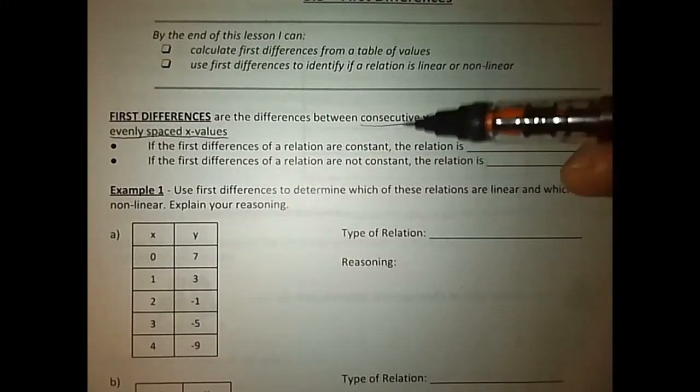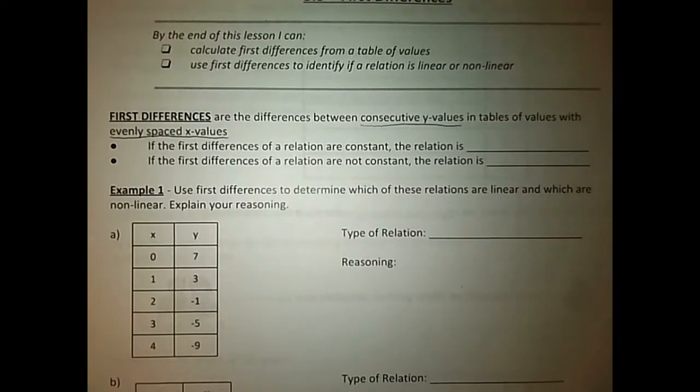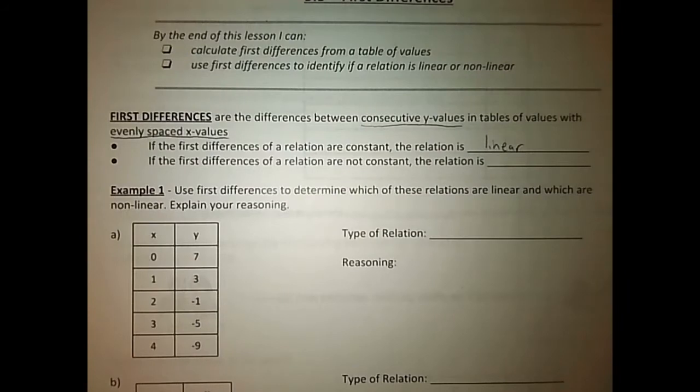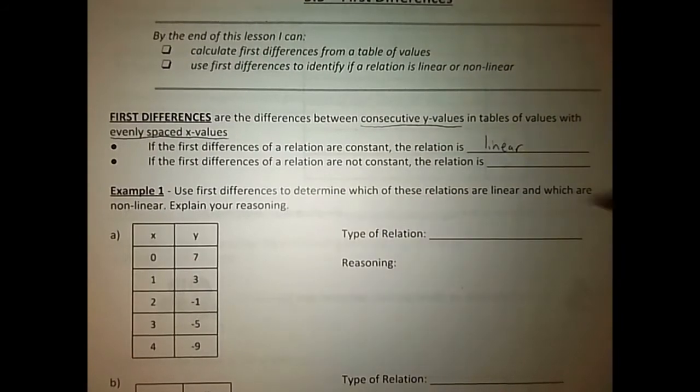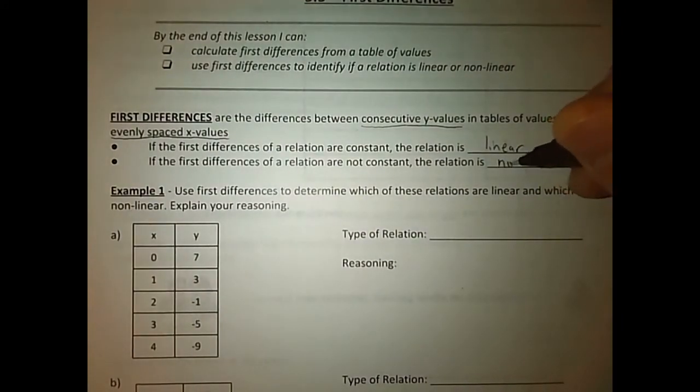So if the first differences of a relation are constant, the relation is linear. And if the first differences of a relation are not constant, then the relation is nonlinear.